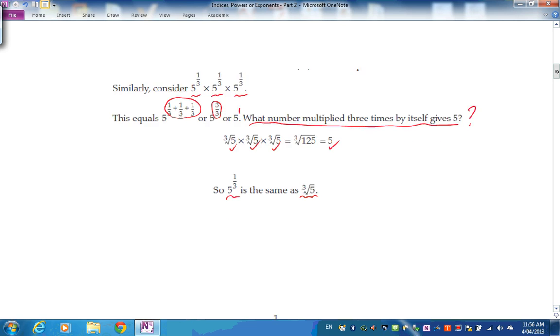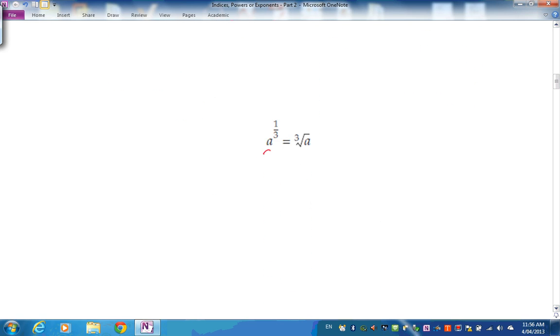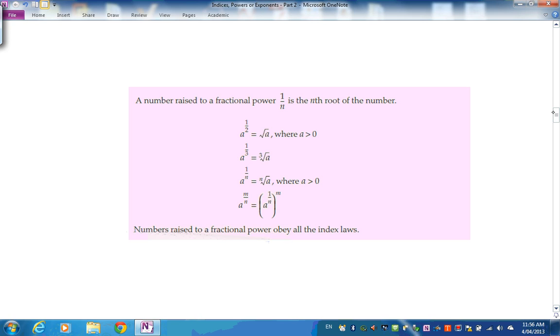Let's go down and have a look. So here's the first one. A to the 1/3 is the cube root of a, that number which multiplied by itself 3 times gives a. Okay, so let's come down and have a look at Pearson's summary of this now. A number raised to a fractional power 1 over n is the nth root. So 1 over 2 is the square root. 1 over 3 is the cube root. 1 over n would be the nth root. In other words, that number which multiplied by itself n times gives the number, the nth root.